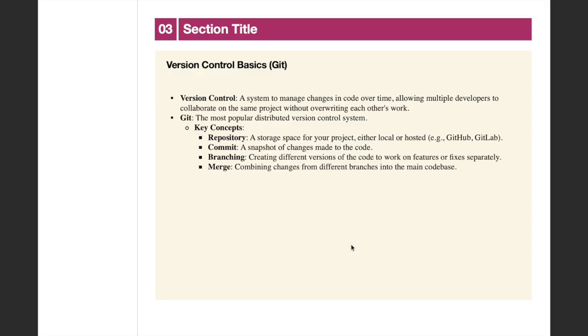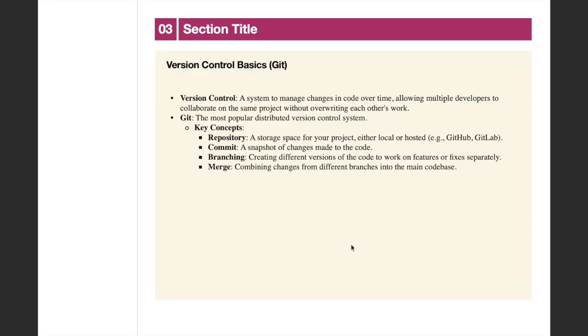You can say it acts like a time machine. More importantly, it allows multiple developers to collaborate on the exact same project without overwriting each other's work. In the current scenario, the undisputed king of version control is Git. It is the most popular version control system in the world.